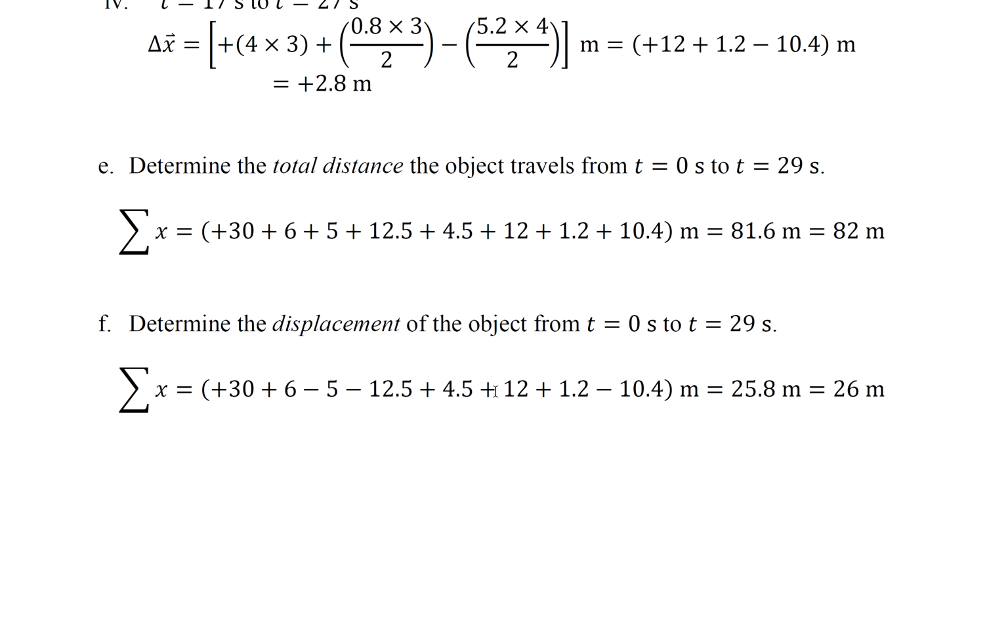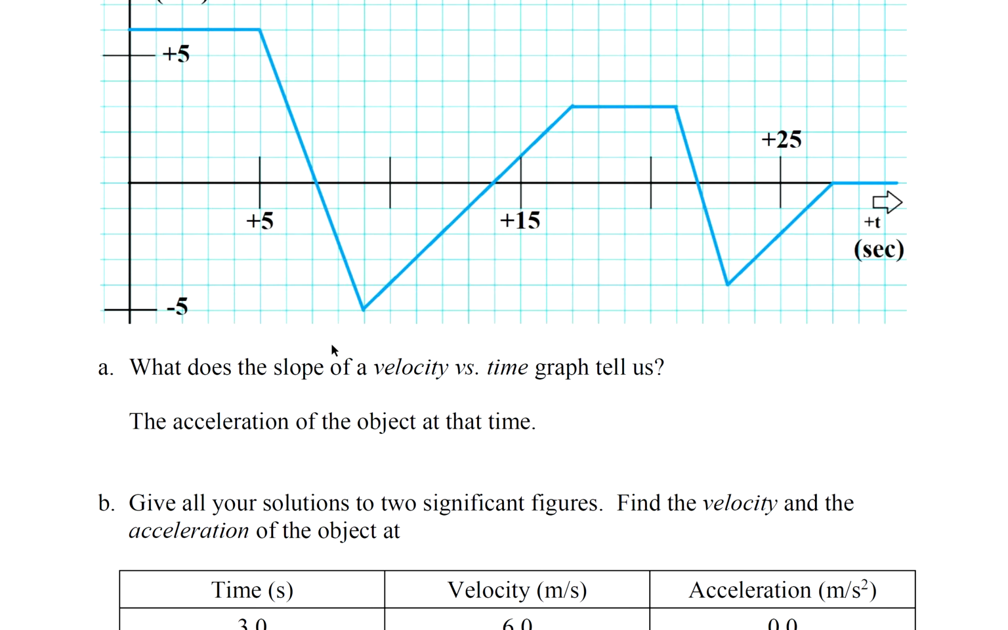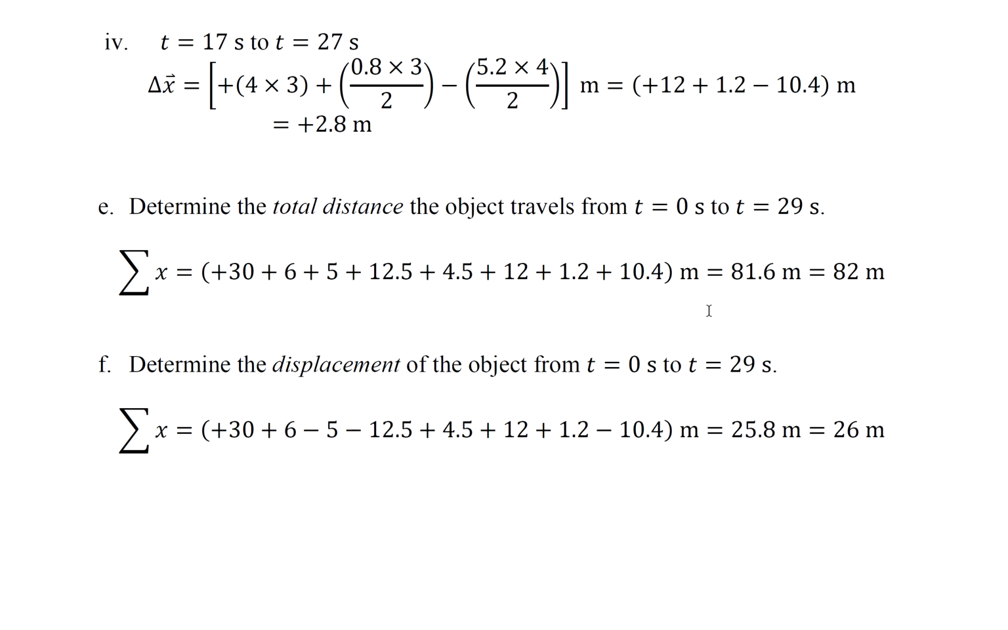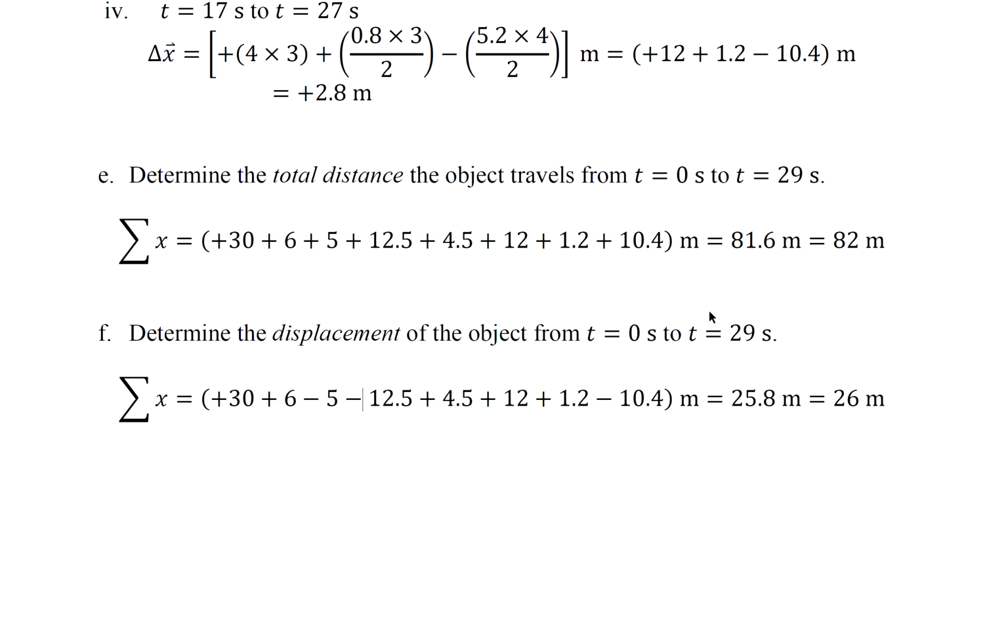Now, part F, determine the displacement. You see we're always adding here. Here we could be subtracting for displacement if we're under the horizontal axis. So when we're above, this is positive displacement. When we're below, this is negative displacement. Above, positive displacement, below, negative displacement. So if you look at part E and F, the magnitudes are always the same, but the sign could be negative for displacement.